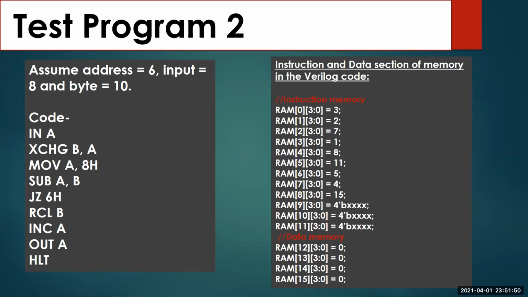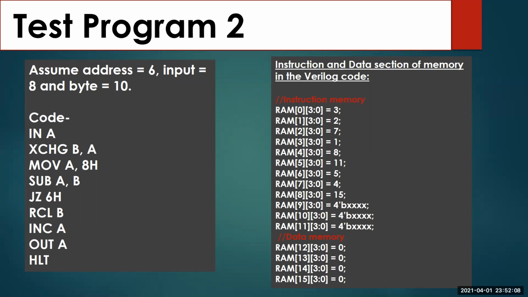Next, we have test program 2. In this program, we test the operations in, out, and increment. We also check how the 0 flag changes. First, we have in A. When instruction pointer equals 3, the value at the input port, 8, is passed to register A. When instruction pointer equals 1, both A and B have the same value of 8.